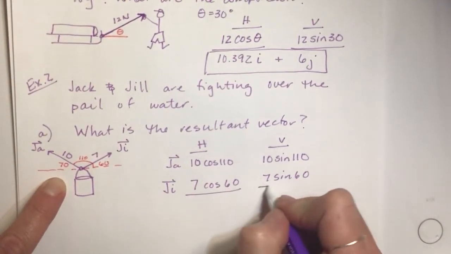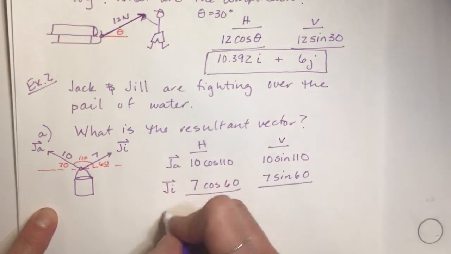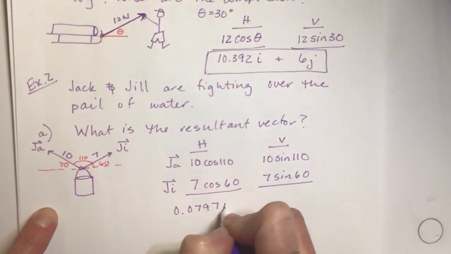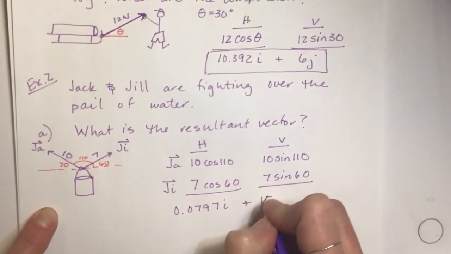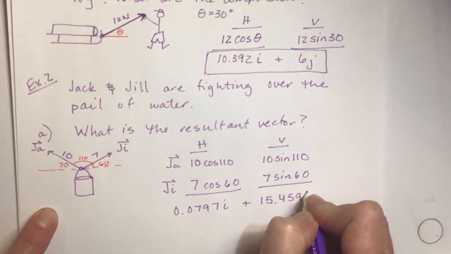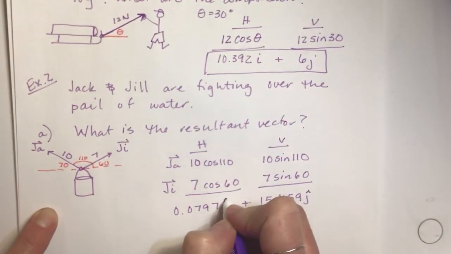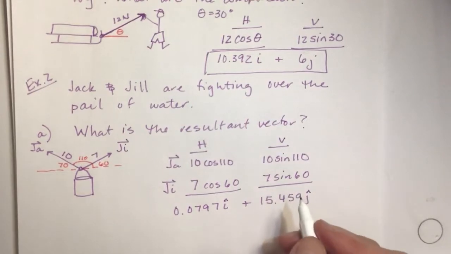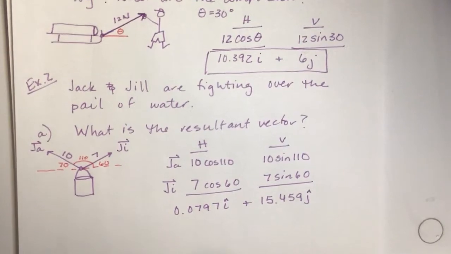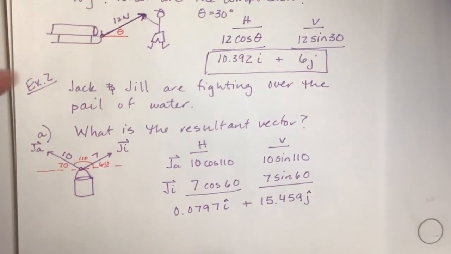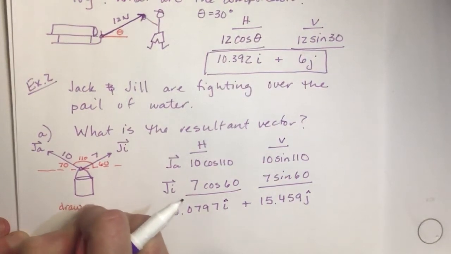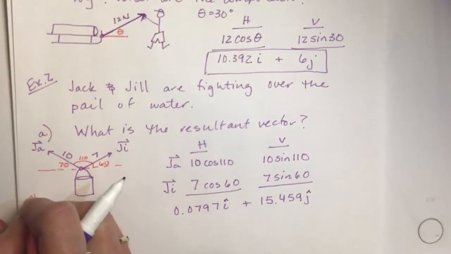We add those up, and we get 0.0797i plus 15.459j. So they are basically pulling it up the hill, and they're pretty much equal. So the steps to do this, guys: I would say draw the picture first. Draw a pic. Steps.